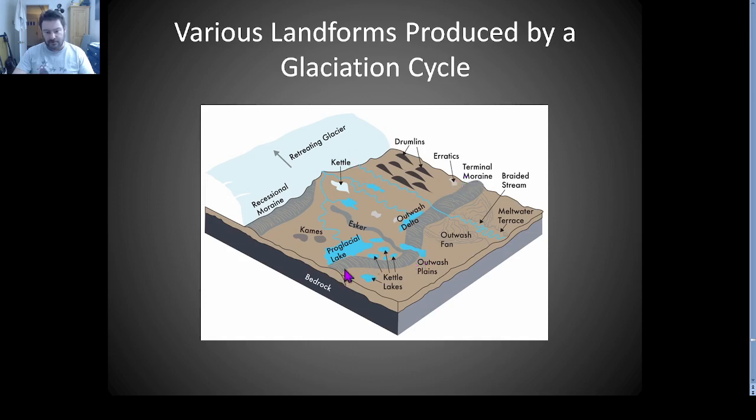This is the moraine I was talking about at Mount Katahdin. This is an esker. So this is the lobe front. This is like the snowplow, and then it stops. The esker is like the underground river running.